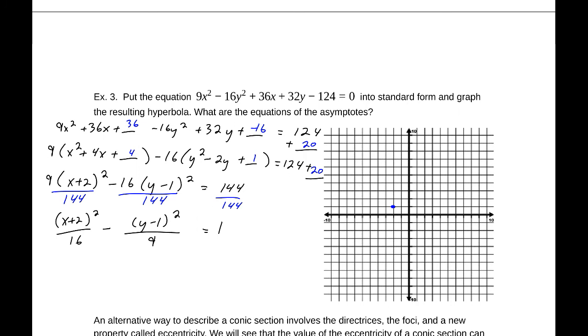Now, my vertices, well, my major axis is the x-axis, and I'm going 4 in either direction. Okay, so there's my vertex, go 4 to the left and the right. My major axis is the x-axis. Just label that. All right, my major and my minor. All right, so my value of A is 4, my value of B is 3. My value of H is -2, my value of K is 1, that's from my center. Now the minor axis is going 3 in either direction, so 1, 2, 3.